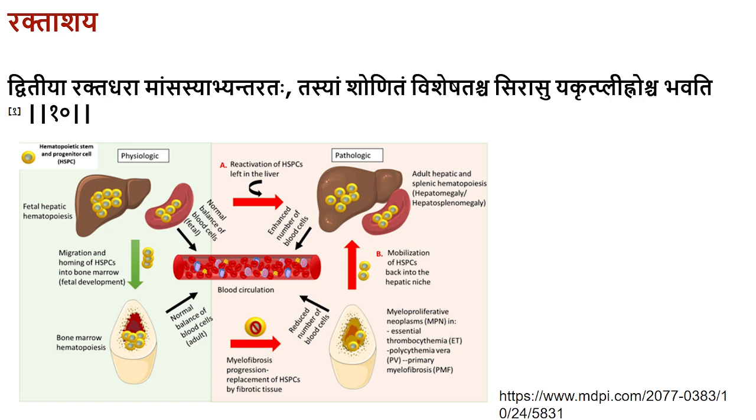Then the Raktashaya. The location of the Raktadhara Kala is mentioned as द्वितीय रक्तधर मांसस्य आभ्यन्तरः तस्यां शोणितं विशेषतः स्थिरासु यकृत् प्लीह्नोश्च भवति. The major locations of the Raktadhara Kala, which may be considered as Raktashaya, could be the vascular network in the muscles and the Yakrit and Pliha. Now Yakrit and Pliha, the liver and the spleen, are considered as the areas of regulation of the hemopoiesis.